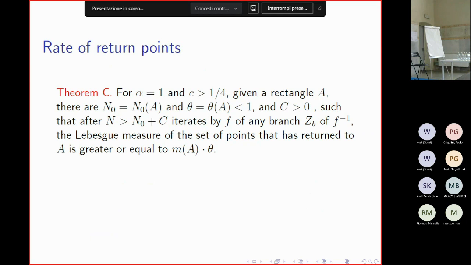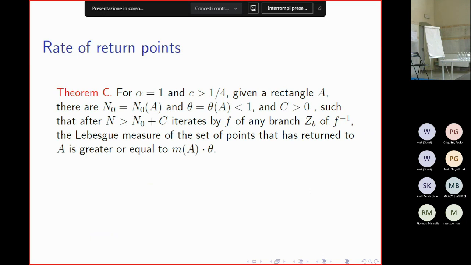We also have proved the height of return points. This is the point where in the beginning we thought that we had proved the decay of correlations, but unfortunately we didn't. We start with two rectangles, and then we can prove that the height of the points that return to a rectangle decays exponentially.